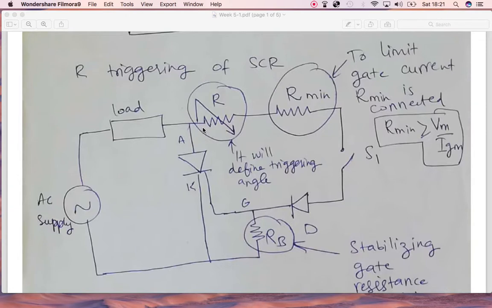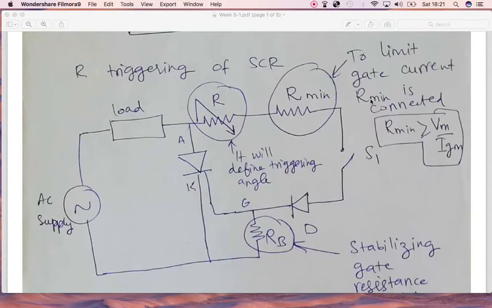During the negative half cycle there will be no flow, because it will be reverse biased, and there will be no flow of current through the load. So this Rmin resistance is basically limiting the gate current, because there has to be a minimal resistance if the variable resistance is equal to 0, in order to ensure that a fixed magnitude of gate current flows, passing through to the gate to turn on the SCR.